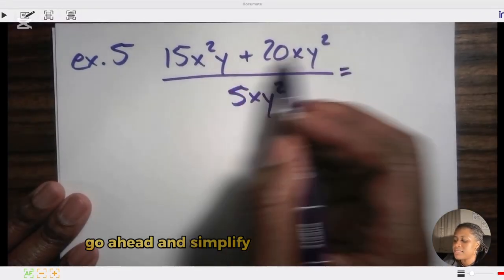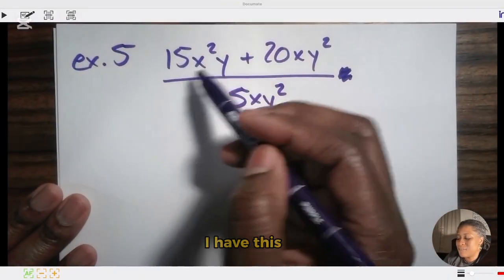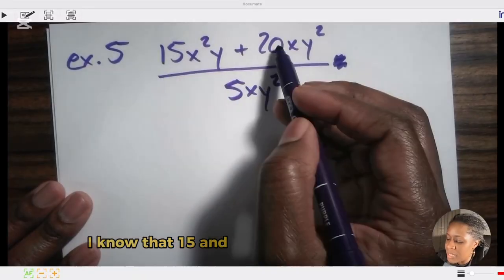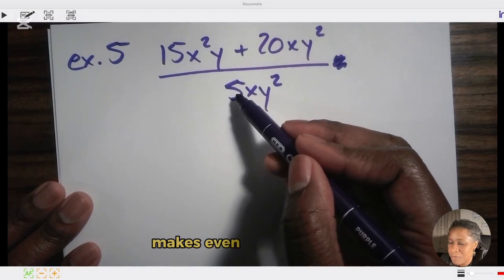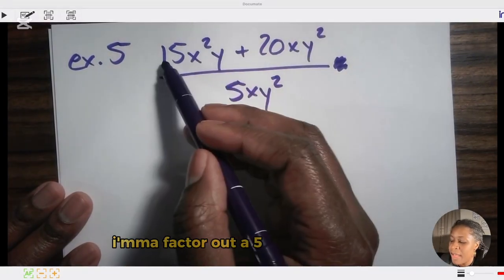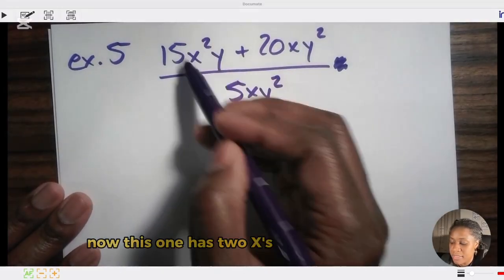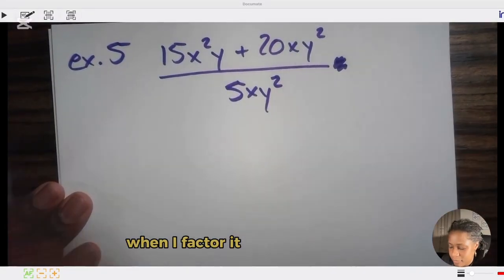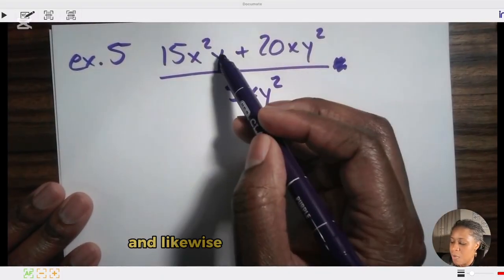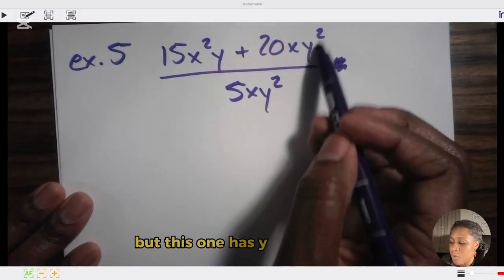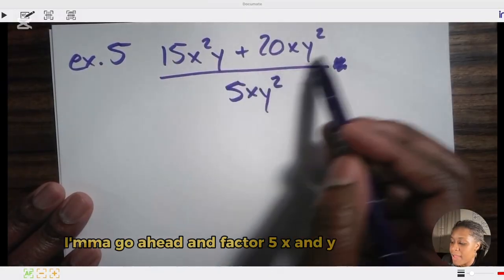I'm going to go ahead and simplify the numerator first. Well, I shouldn't have put that equal sign. I have this one. I know that 15 and 20 both have 5 in common. And since I have a 5 down here, it makes it even better. I'm going to factor out a 5 from each of these. They each also have an x in common. Now, this one has 2 x's and this one has 1. When I factor it, we'll see that on the other side. We'll have an x remaining for one of the terms. And likewise, each of them have a y, but this one has y squared. I'm going to go ahead and factor 5x and y from these two.